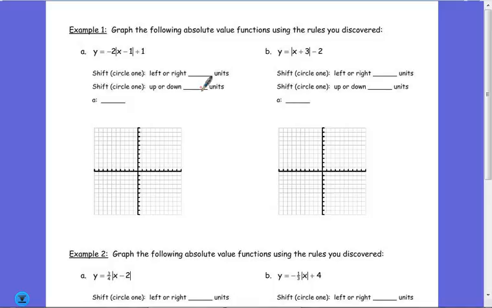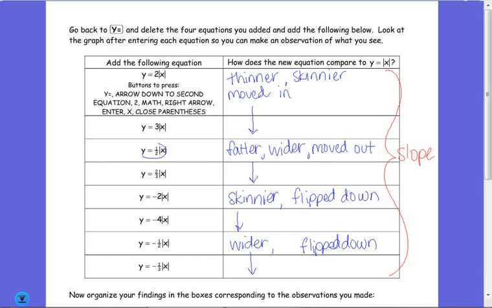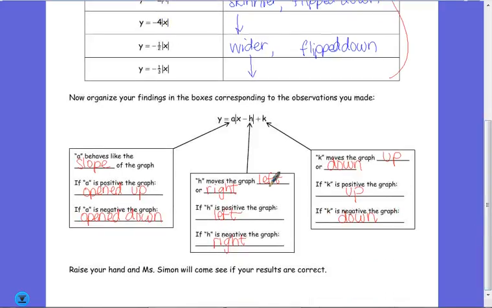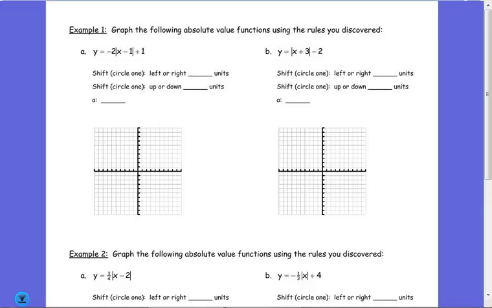So which number went left or right? Well, if you need to refer back to your rules, we're just going to look this one time. Left and right was this number. And if that number was positive, it went left. If that number was negative, it went right. We're thinking opposites. So here is that first number. Well, it is negative. Negative means that we go opposite, so we're going to go right 1 unit.